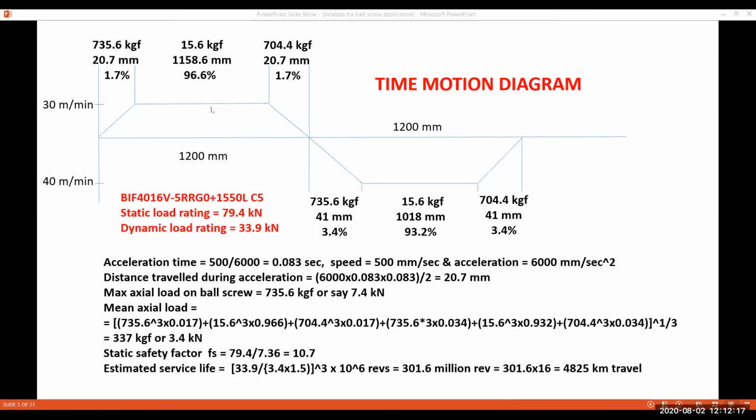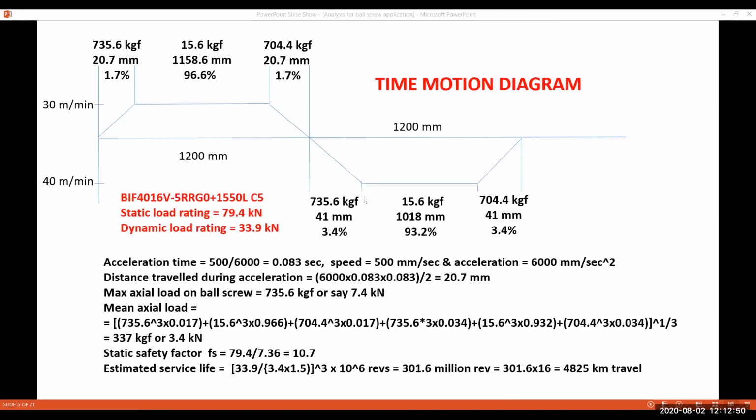When it is in constant velocity, the force acting on the ball screw is 15.6 kg force. We saw that on the previous page. When it is accelerating, 735.6 kg force. When it is decelerating, because the seal and all will help, we subtract this instead of adding. So this becomes 704.4 kg force. Similarly, for 40 meter, we can recalculate that.